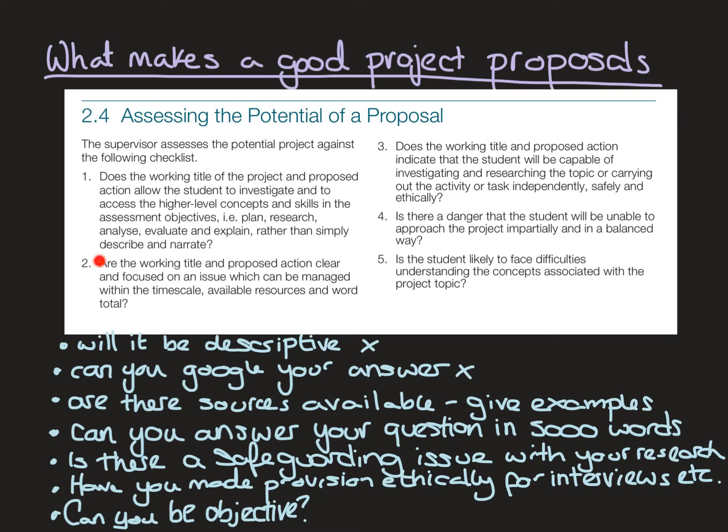In the next part, number 2: are the working title and proposed action clear and focused on an issue which can be managed within the timescale, available resources and word limit? First of all, on the previous page, when we were asking you to give specific examples of resources, this allows us to check whether there are available resources.